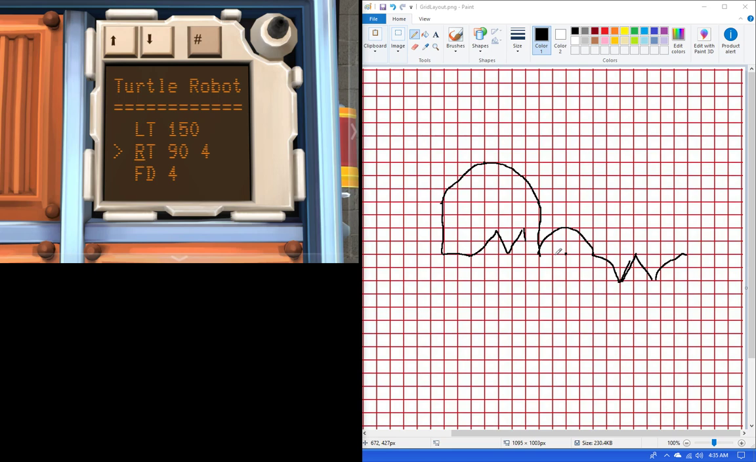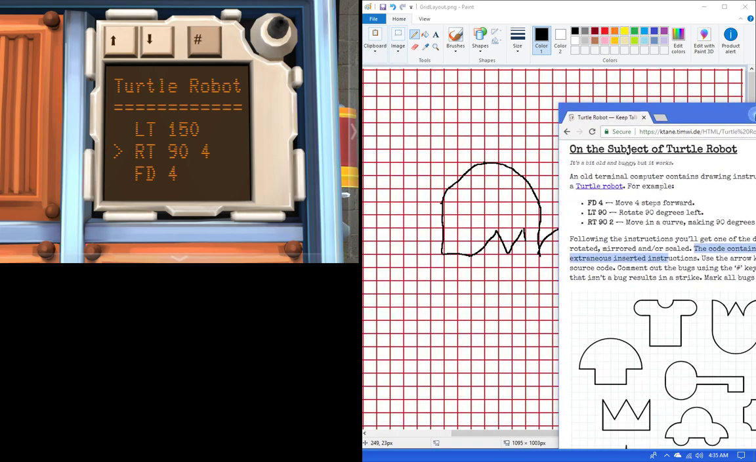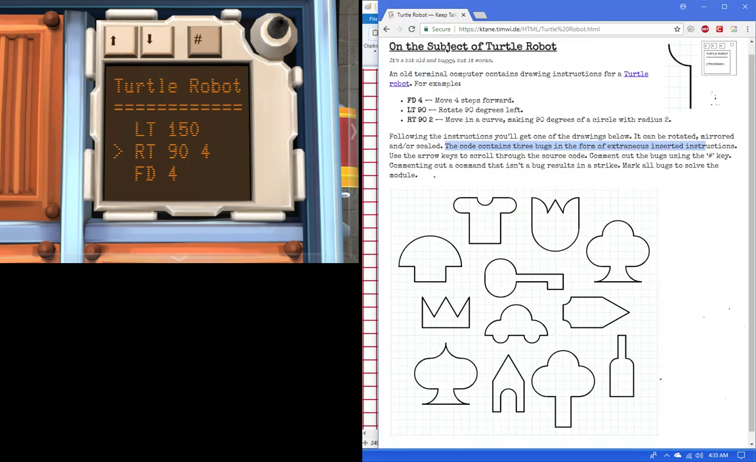So what is our job here? Well, our job is to try and figure out the bugs. We just ended our journey right here, 100, then LT 150, so we ended somewhere right around here. Then we're going to RT, so we're facing up, RT 94, which is this angle here.